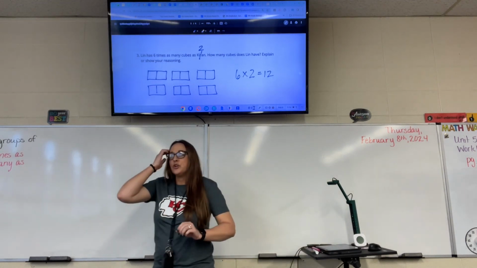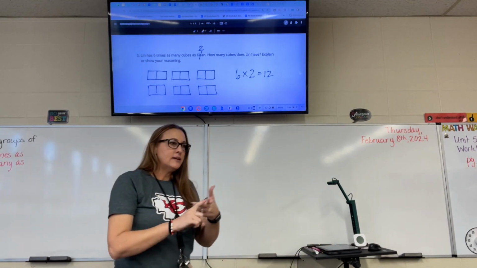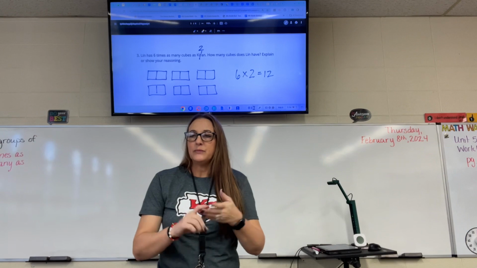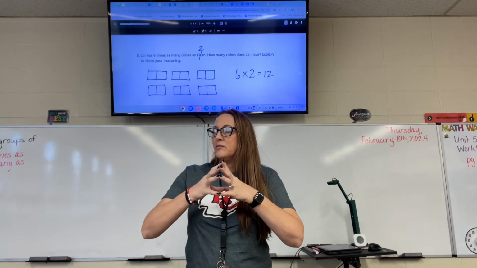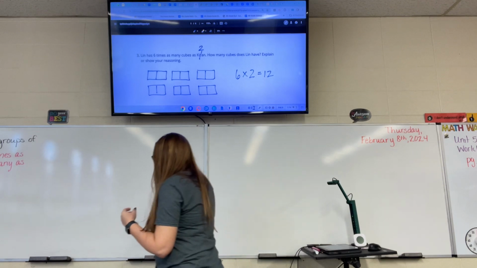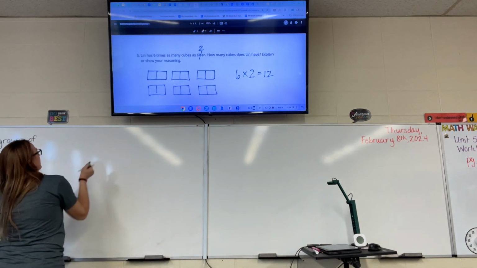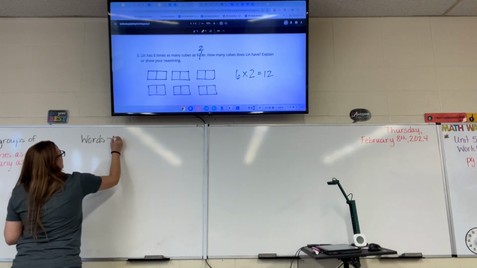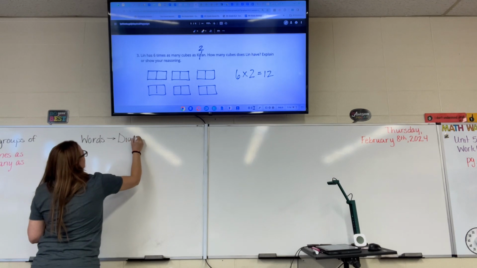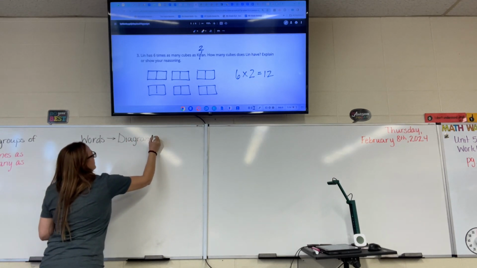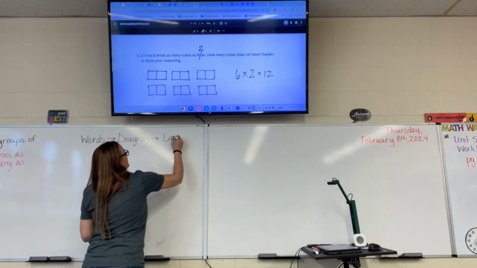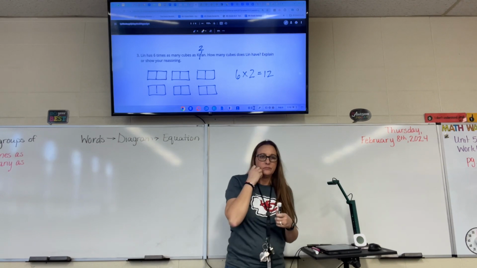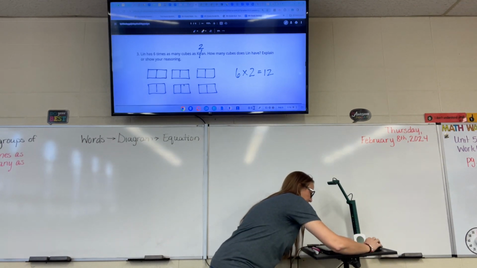Okay, so we just turned words into a diagram, into an equation. And that is the purpose of today's lesson, okay? To go from words to a diagram to an equation. Okay. Next page.